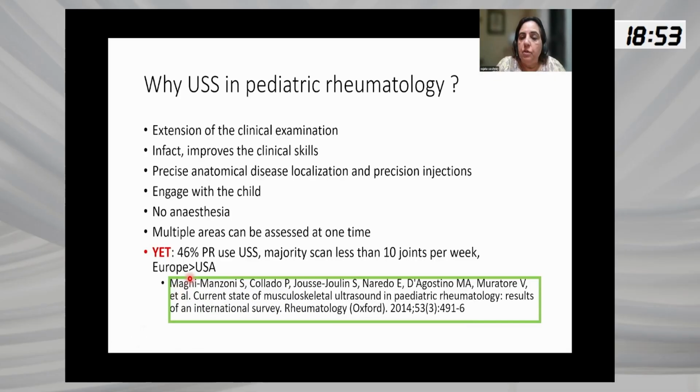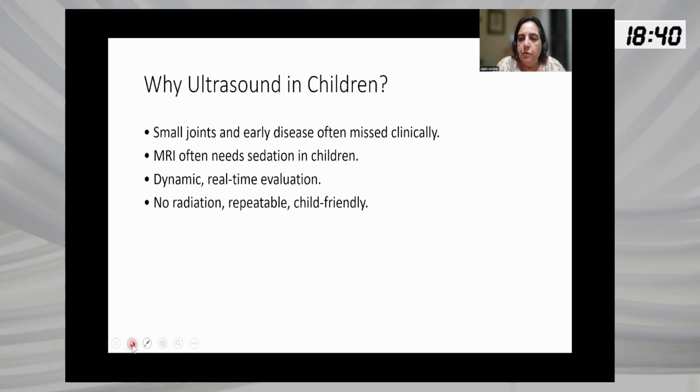Yet, pediatric rheumatologists don't use this tool very often. Less than 1 in 2 use it in Europe, and even then they don't seem to do a huge amount of work with this skill area. What is the reason for that? I think the reason is it's a very steep learning curve, and we'll come to some of the issues regarding the use of ultrasound in children.